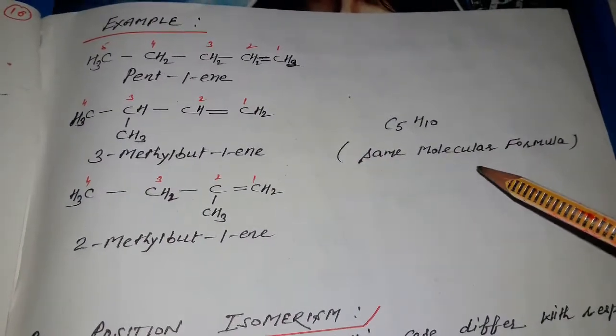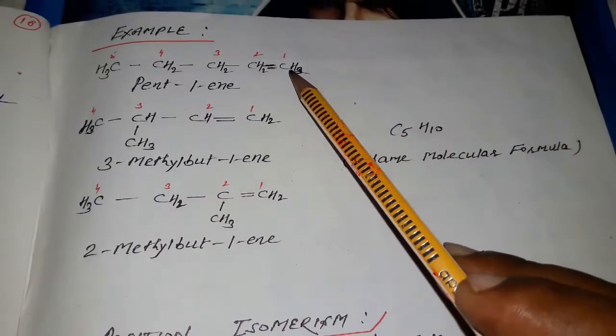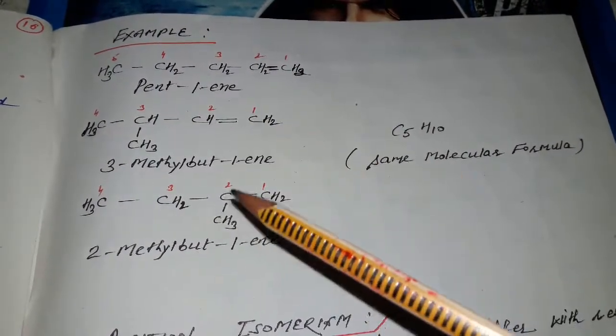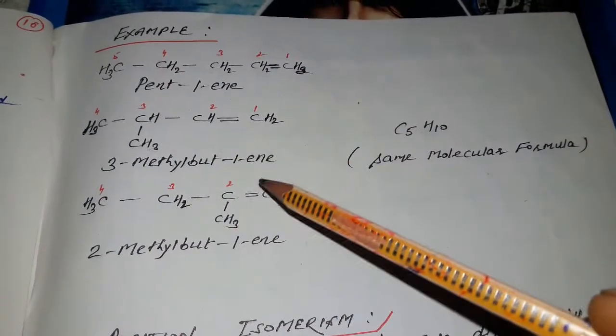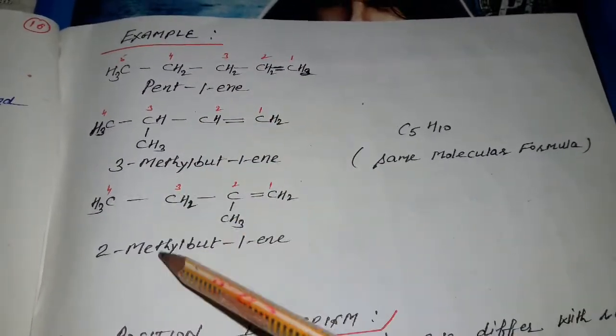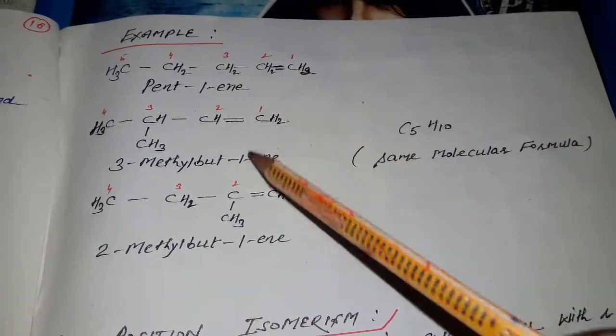C5H10 is the same molecular formula, with the same position of this one double bond, but having different structures. So these are different isomers related to the chain or branching, but the position is the same. That's why this is an example of chain isomerism.